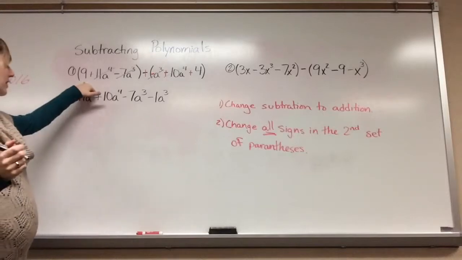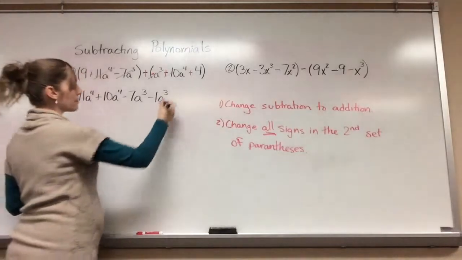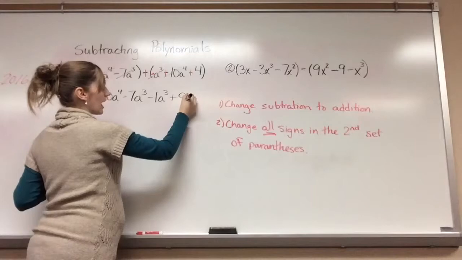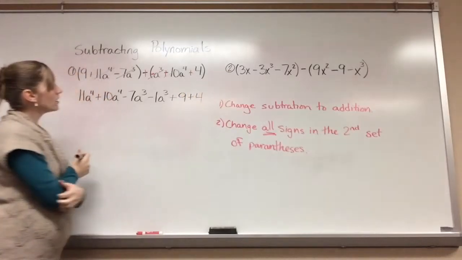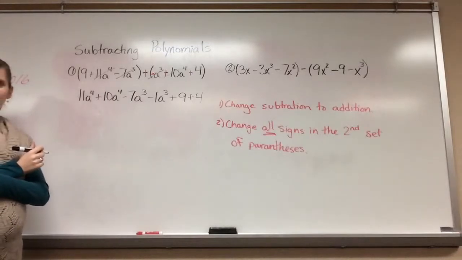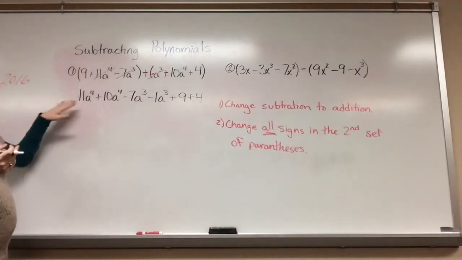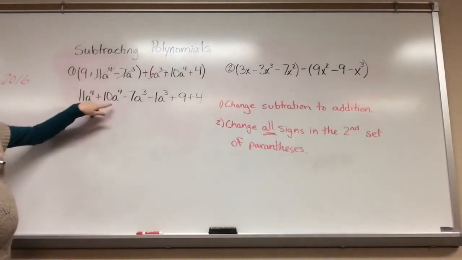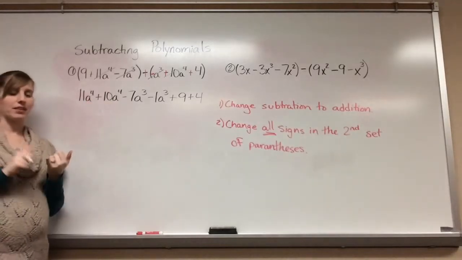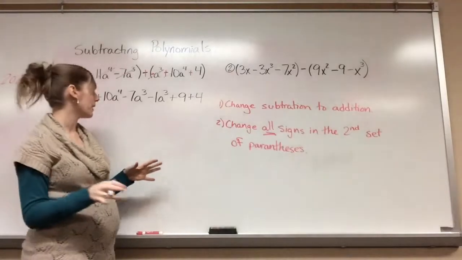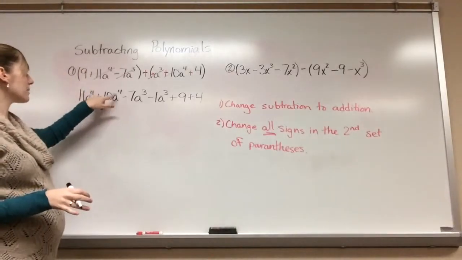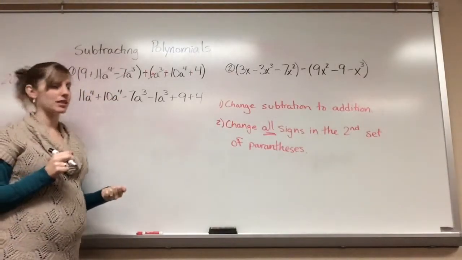After that, I'm left with 9 and 4, so I'm going to put my positive 9. And this is now a positive 4 because I changed it. And now I just combine like terms. Okay? So a to the fourth, their letters are exactly the same. Remember, they have to have the same letter with the same exponent. Otherwise, you can't combine them. So my letters are the same, the exponents are the same. I can add those together.